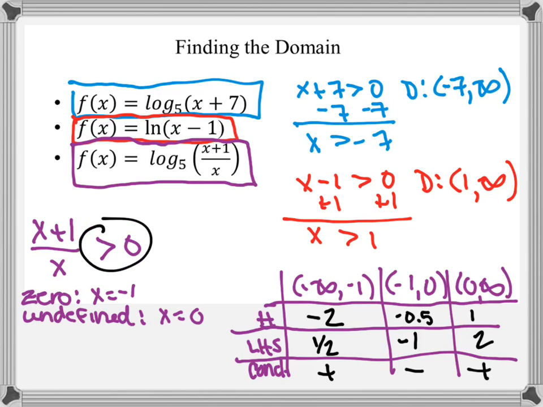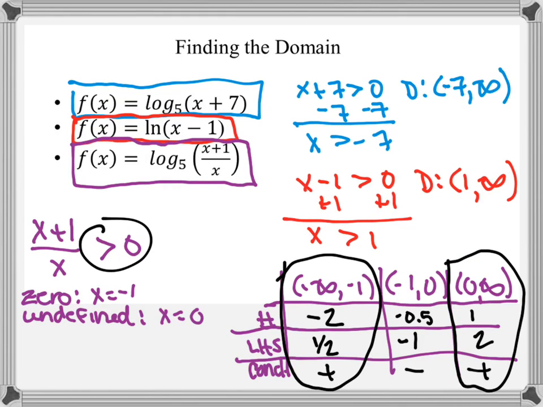We are interested in where this is positive, or where it's greater than 0. So we are interested in the first and third intervals. That means my domain is from negative infinity to negative 1, union 0 to infinity.